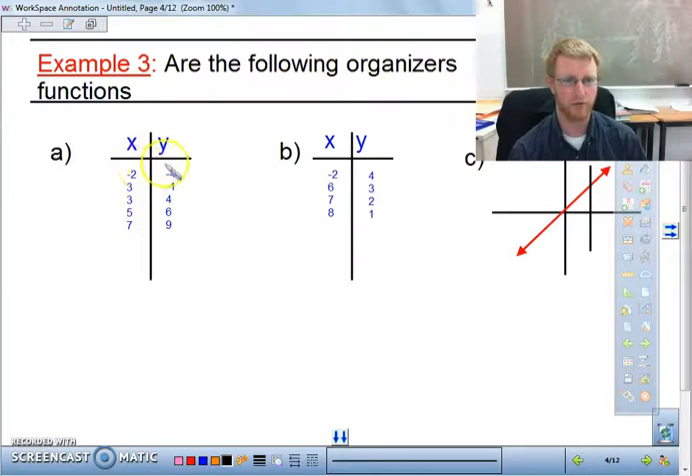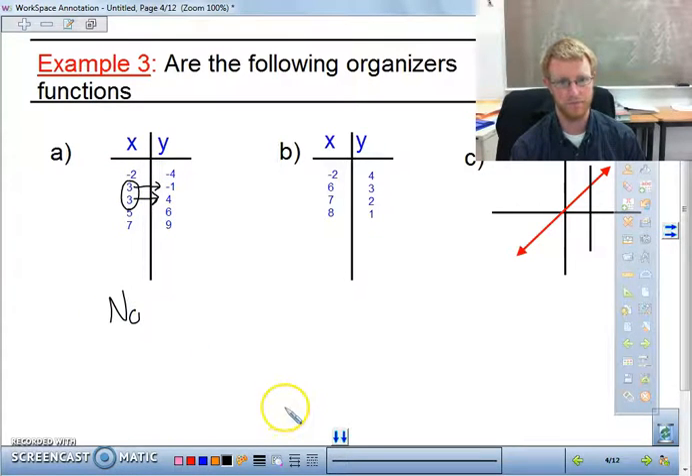So in this one, we have to look at all of our input values. 2 equals -4. 3 is -1. 3 is 4, 5 is 6, and 7 is 9. So we have to ask ourselves, is this a function? And you should be able to answer no, because it looks like we have 3 going to negative 1, and we have 3 going to 4. So the input value of 3 is yielding 2 different outputs. So no, this is not a function.